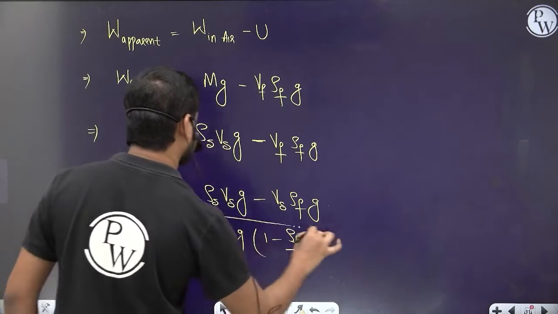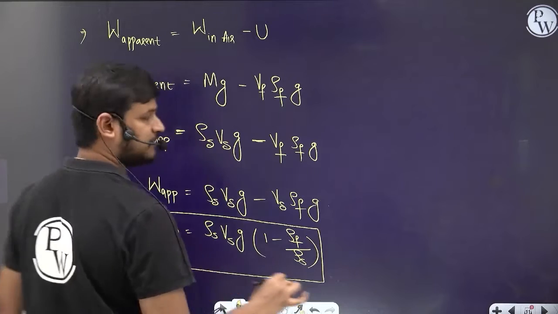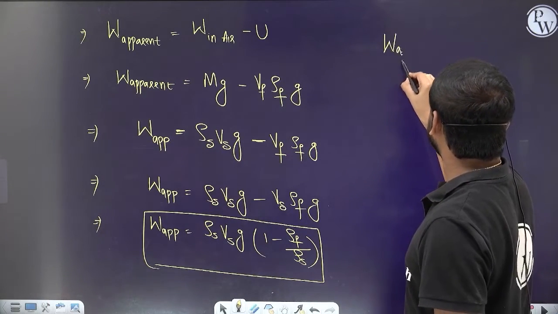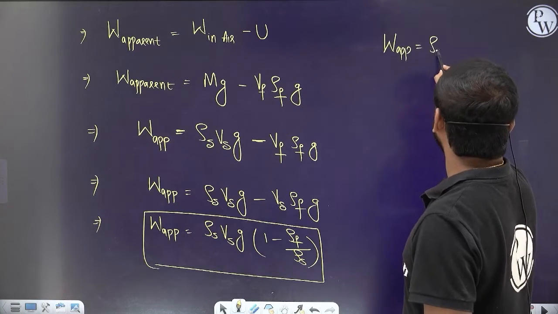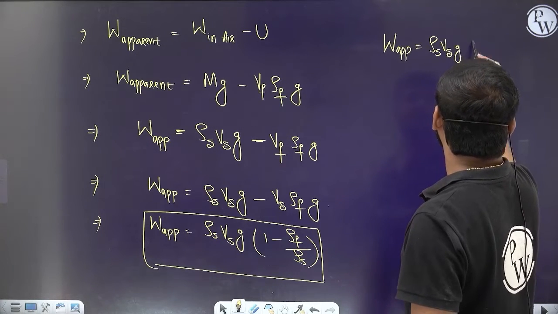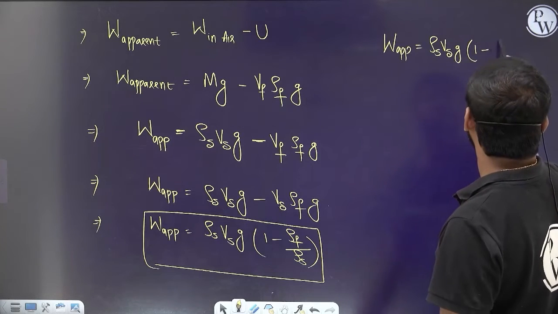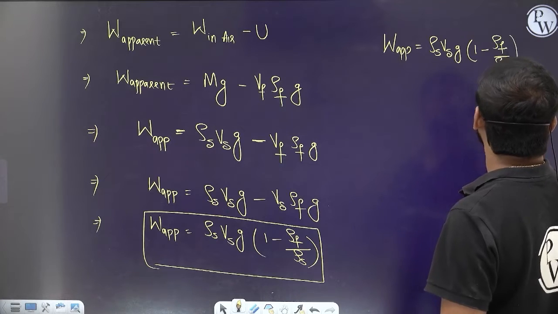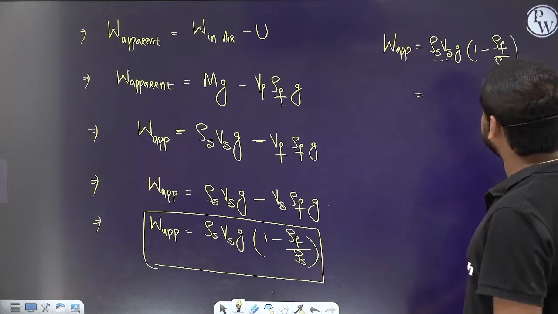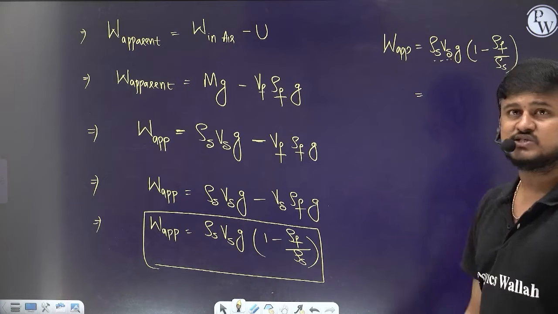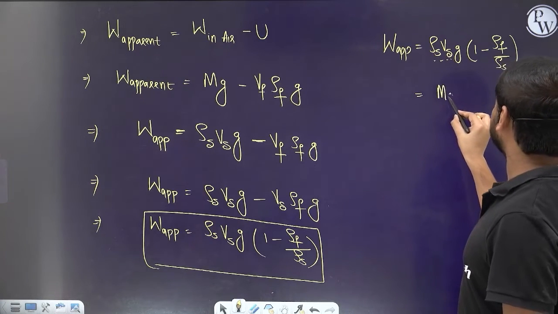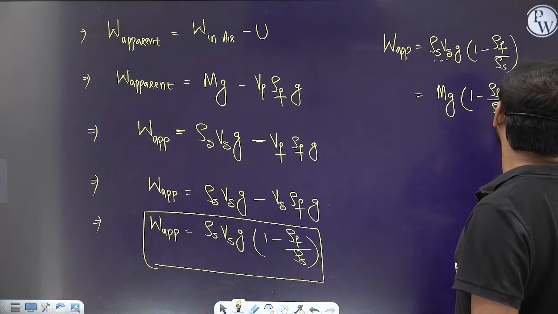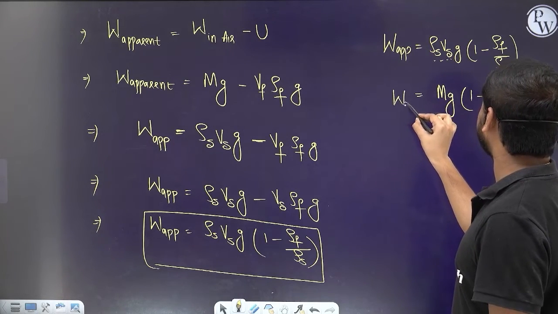So this is the apparent weight. You can write it as rho S Vs into g into 1 minus rho F by rho S. Or, since density of the solid into volume of the solid is the mass of the solid, it is the mass of the solid into g into 1 minus rho F by rho S. Done. This is the apparent weight.